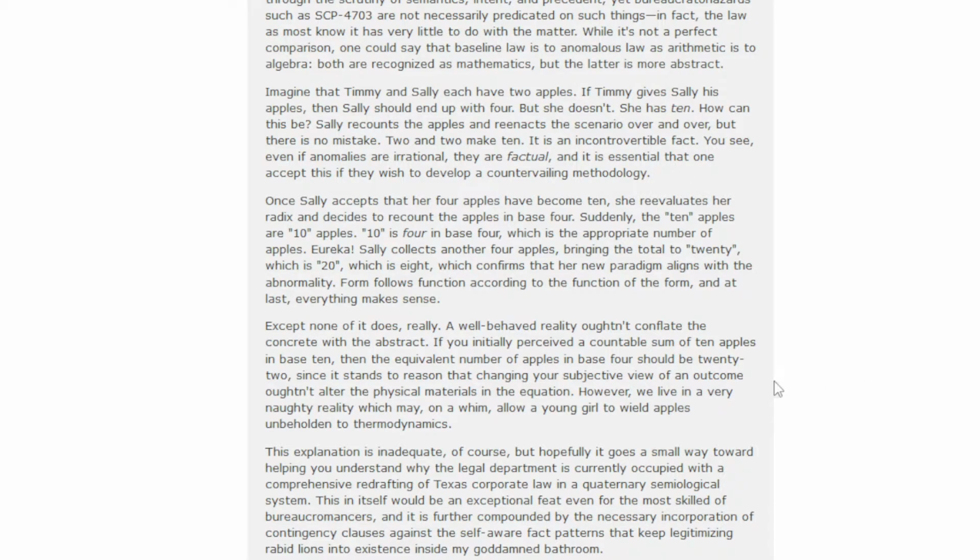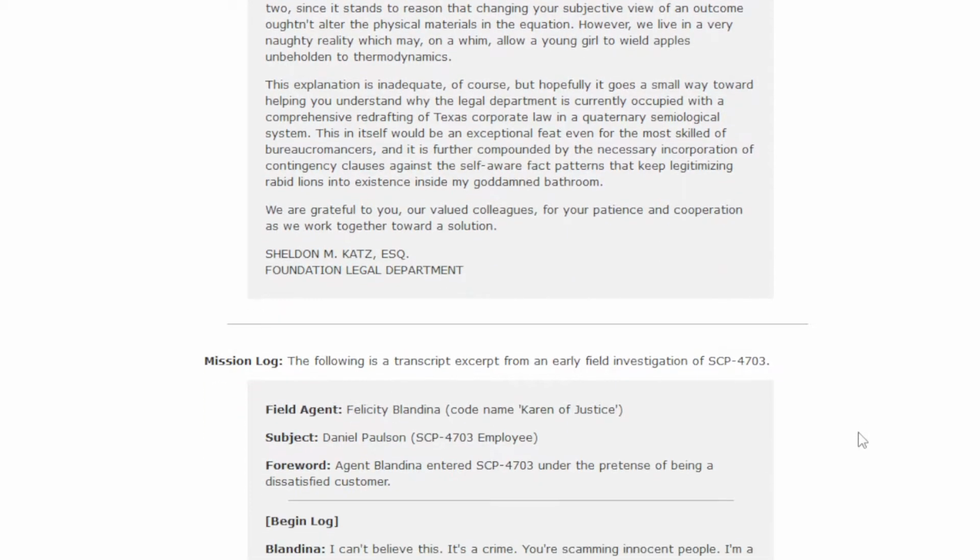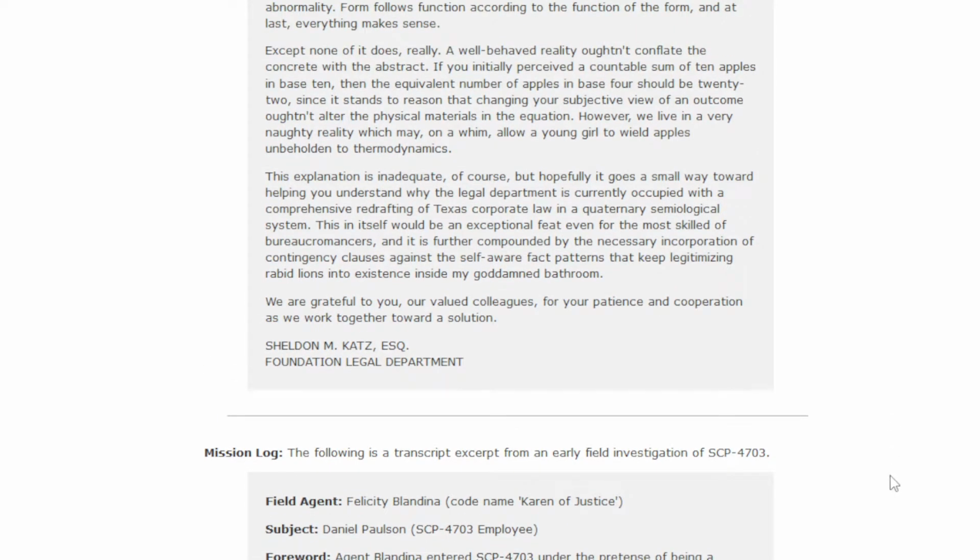Is that better? Like, can you see that? It's better now? Okay. I have to make sure that, like, I've scrolled down enough for y'all, though.